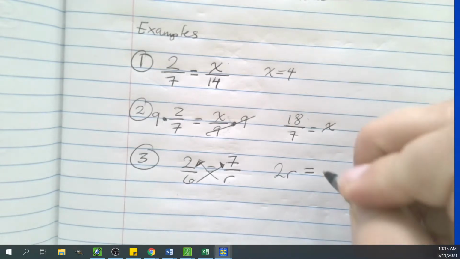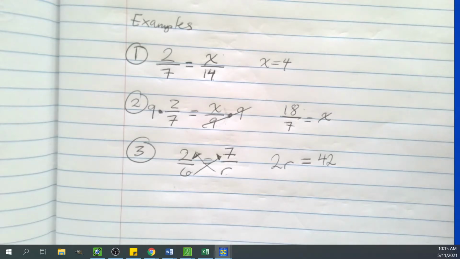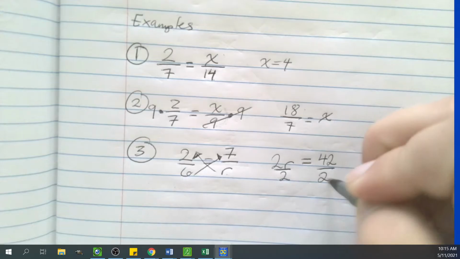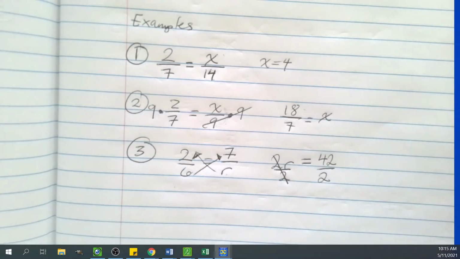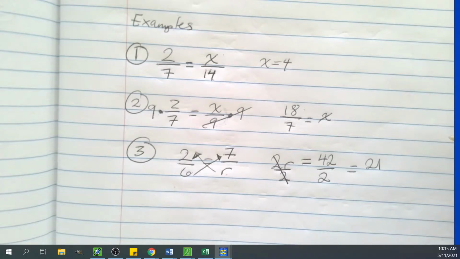42. Good. Now anybody, how do I get that r by itself? What's 42 divided by 2? 21. Well, think about it, right? What's 4 divided by 2? 2. Easy cheese.